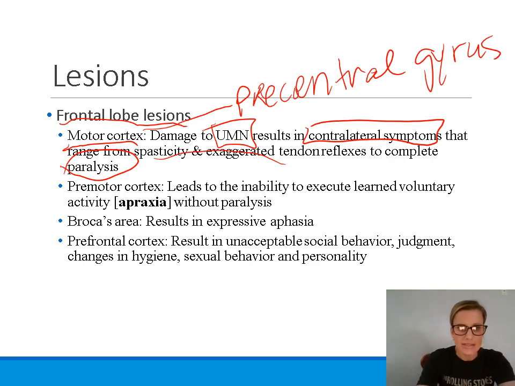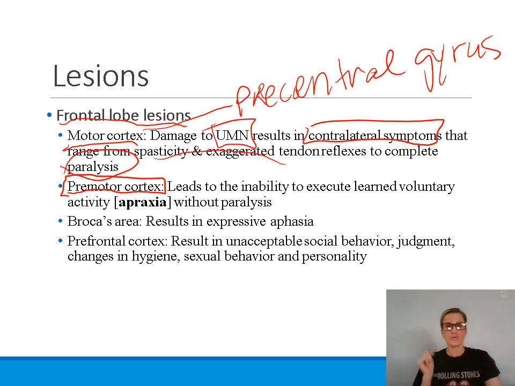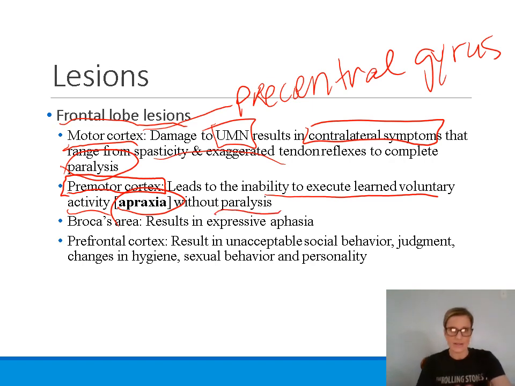If the lesion is in the premotor cortex, this does not result in paralysis, because you still have the upper motor neuron that can send the signal down to the muscles to tell them to contract. So there's not paralysis. The muscles can still contract. It's just that they don't do it in a very good way. They don't contract in a way that necessarily makes sense. So this leads to the inability to execute learned voluntary movements, and that's called apraxia. And again, without paralysis.